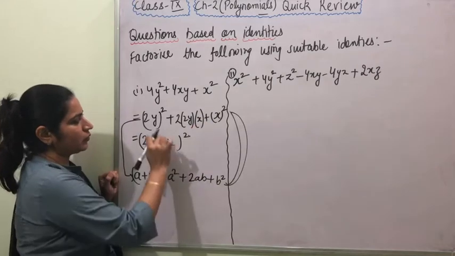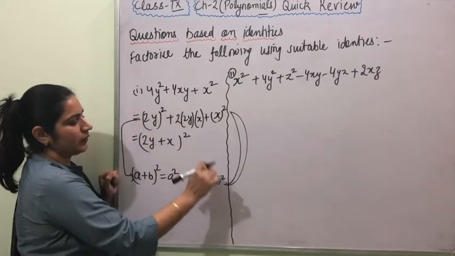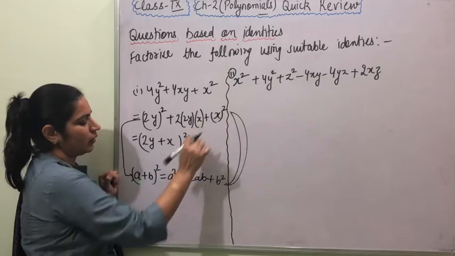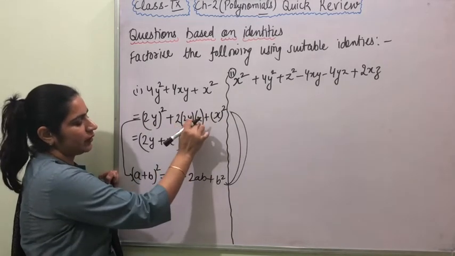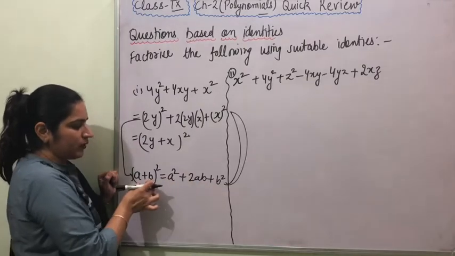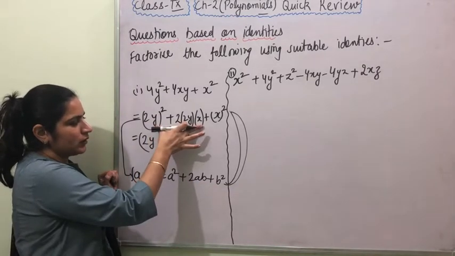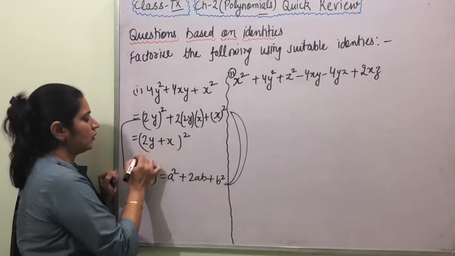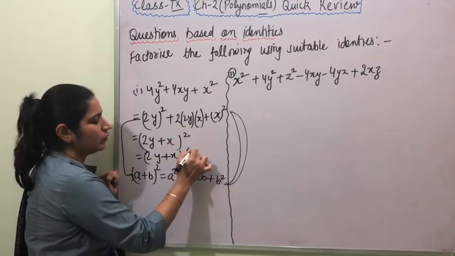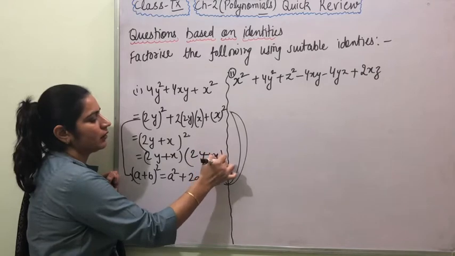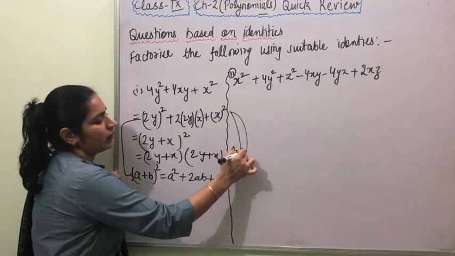We can equate the right hand side. In place of a square we have (2y) whole square, in place of b square, x square, and twice of ab, twice of first term into second term, which is equal to (a + b) whole square. So this is equal to (2y + x) whole square. We have to write this as whole square because whole square means the term is occurring twice. This is the final answer.